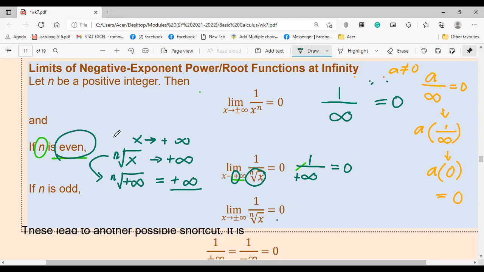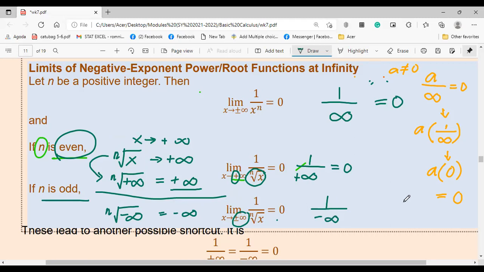Pero pagdating kay n that is odd, tinatanggap niya ang negative at saka positive. Ang sabi niya, dahil nga meron tayong tinatawag na nth root of negative infinity pagdating kay odd number, that is negative infinity, which leads into form of 1 over negative infinity. Or if you have positive, nth root of positive infinity gives you 1 over positive infinity. Well, this too actually leads to 0. They approach as 0.